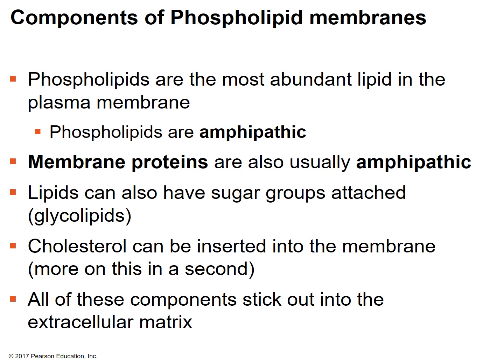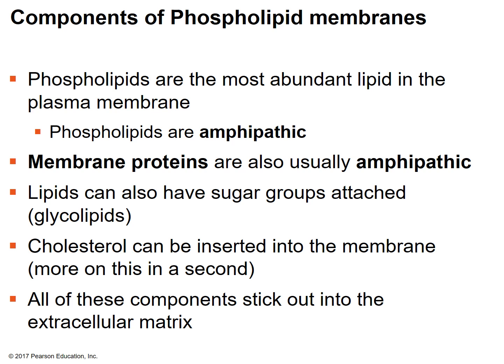Now, phospholipids are the most abundant lipid in the plasma membrane. You've seen that, and you will continue to see that in diagrams. But we're also going to spend time talking about the other components. Membrane proteins are also amphipathic.